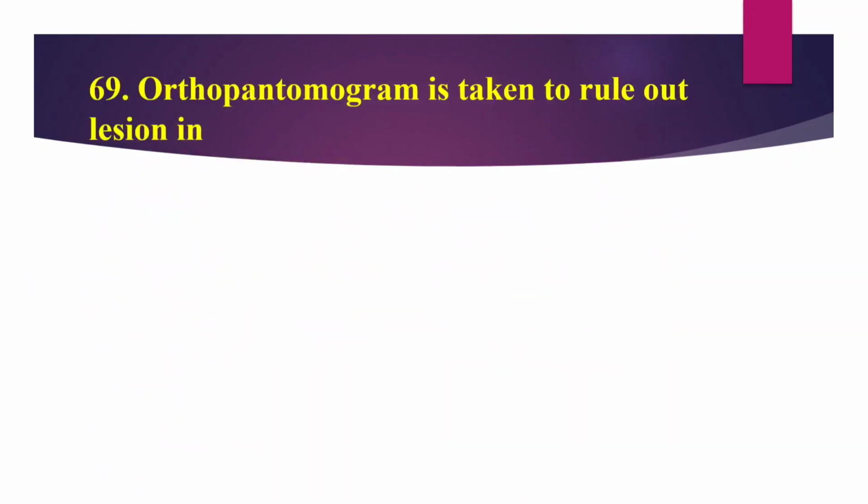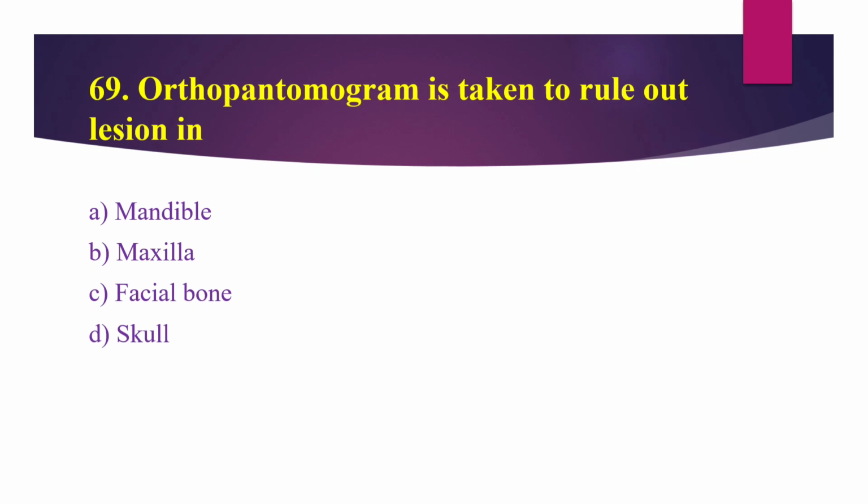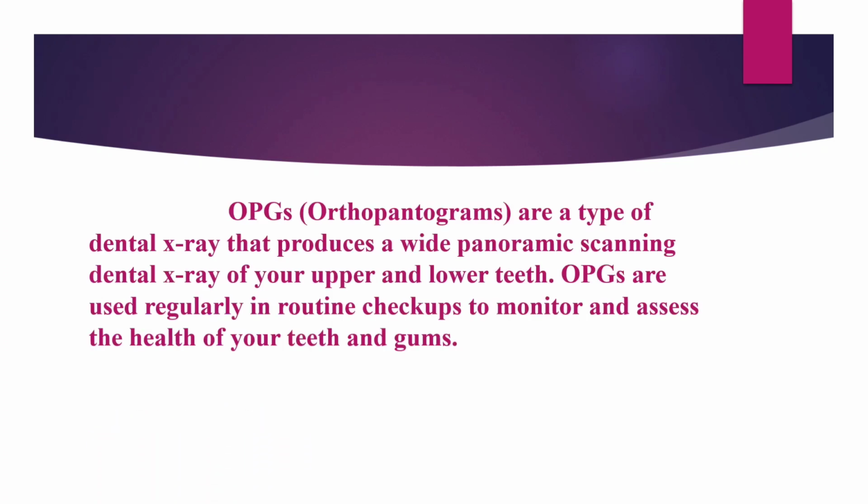Moving on to the next question, question number 69. Orthopantomogram is taken to rule out lesion in option A mandible, option B maxilla, option C facial bone, and option D skull. The answer is option A mandible. Now let's see the explanation.